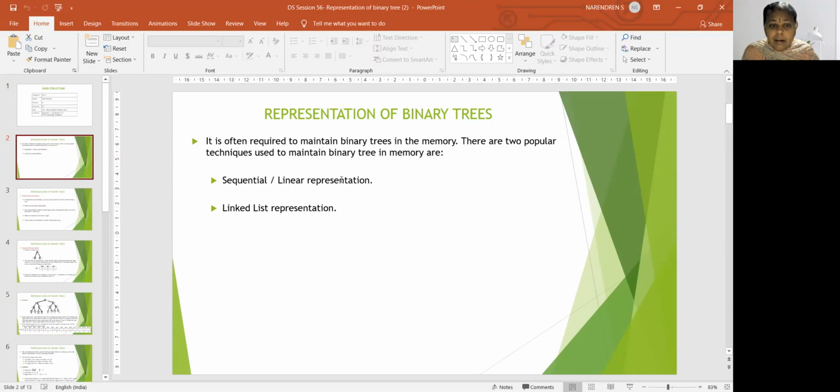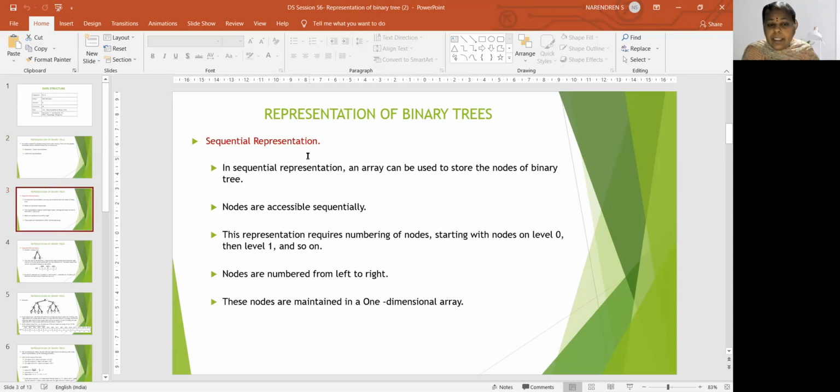Sequential or linear representation is always represented in terms of arrays. We have already studied the array concept. An array is a basic thing which stores all similar data types, and it is a very simple method of memory storage. In the tree also, sequential representation always uses the array concept. In the sequential representation, nodes are accessible sequentially, in sequential order.